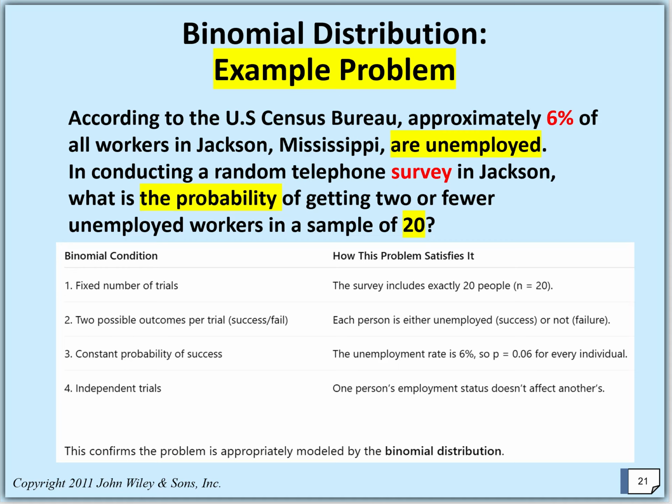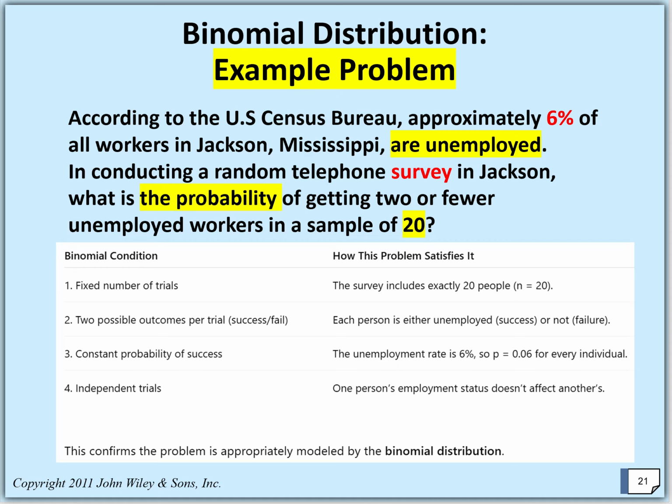So 6% unemployed, and you want to conduct a telephone survey in which you will call 20 people. You want to find out, if I call 20 people, what is the probability that 2 or fewer unemployed workers would be there? So out of those 20 people, I will get 2 or fewer people who are unemployed. Random survey. So let's think about this for a minute.